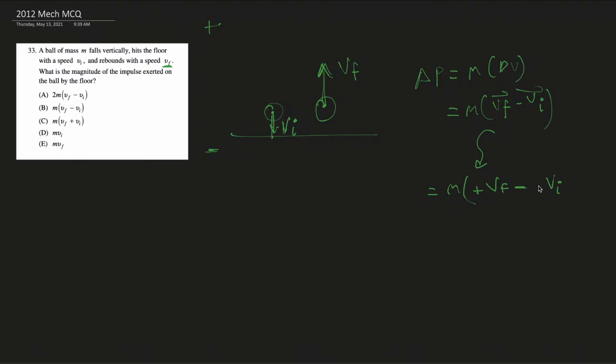It's pointing down, so I'm going to give it the negative symbol. So because we have two negatives here, we get m(vf + vi). So the answer now is actually C.